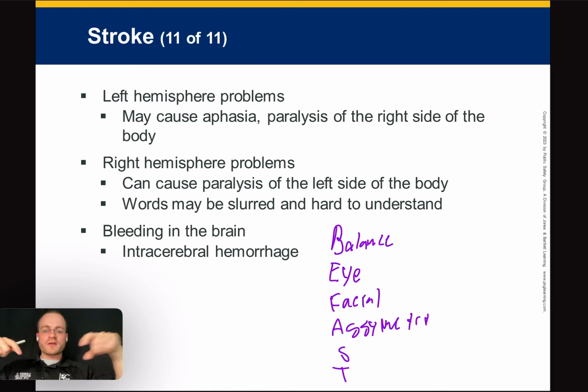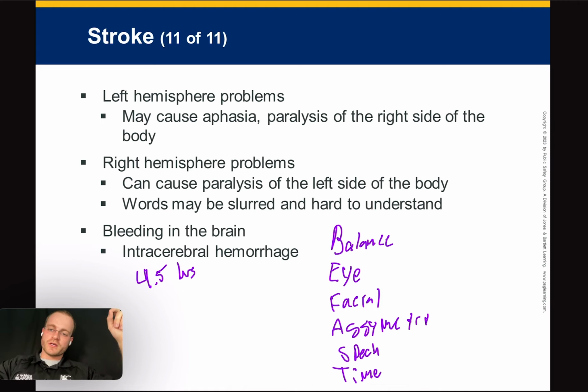Also grip strength, it won't be symmetrical, right? So I'll have the patient squeeze my fingers, squeeze my hands, and they won't grip real tight on one side, right? So that would be asymmetric. S is speech. Remember, they'll have slurred speech. And T is time. I will have you know that from the onset of stroke to treatment, it can't be more than 4.5 hours to get the life-saving medication called TPA.